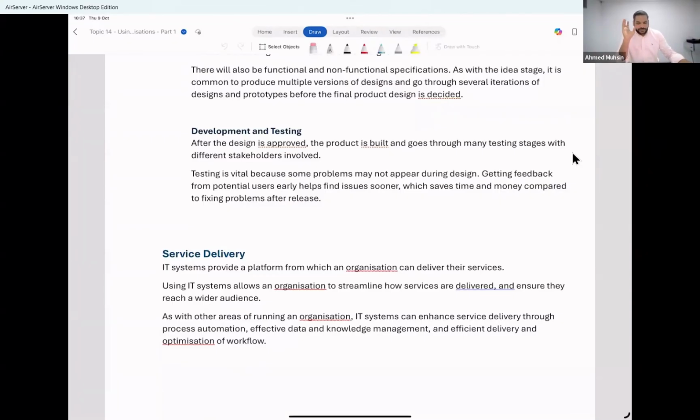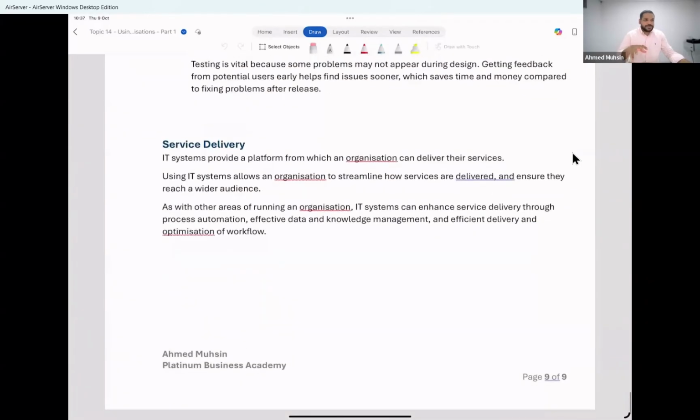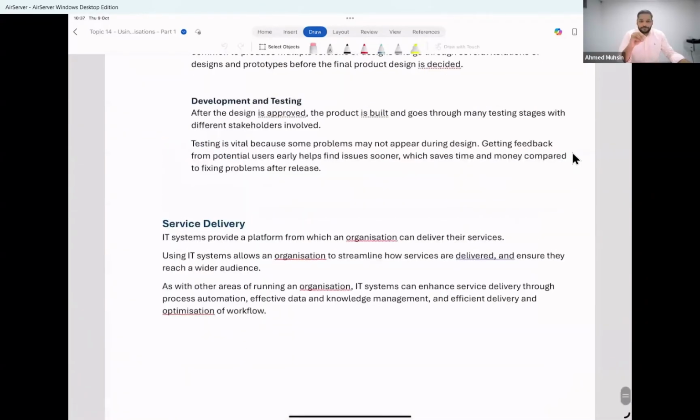As with other areas of running an organization, IT systems can improve service delivery through automation, effective data and knowledge management. Okay, so everybody, this is our last part of using IT systems in an organization. Before you take your break, can we just quickly summarize what we have done in this particular chapter? Topic 14 is quite a big topic.